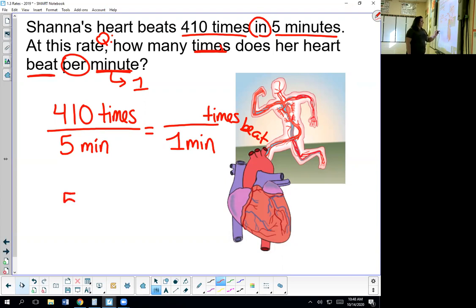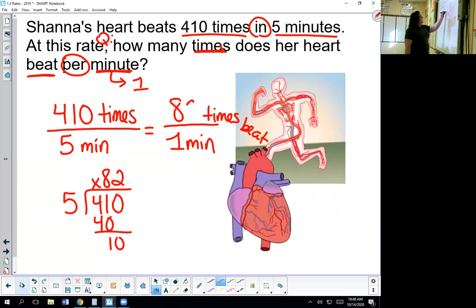Okay, so 5, remember numerator goes in the house. Again, how did I know this was the order? Because I see it in 2 different places. This says times her heartbeats per minute. It's like going in that order, kind of like how we did ratios in a sense. Okay, so here we go. You should have said 82. So her heart beats 82 times in 1 minute.